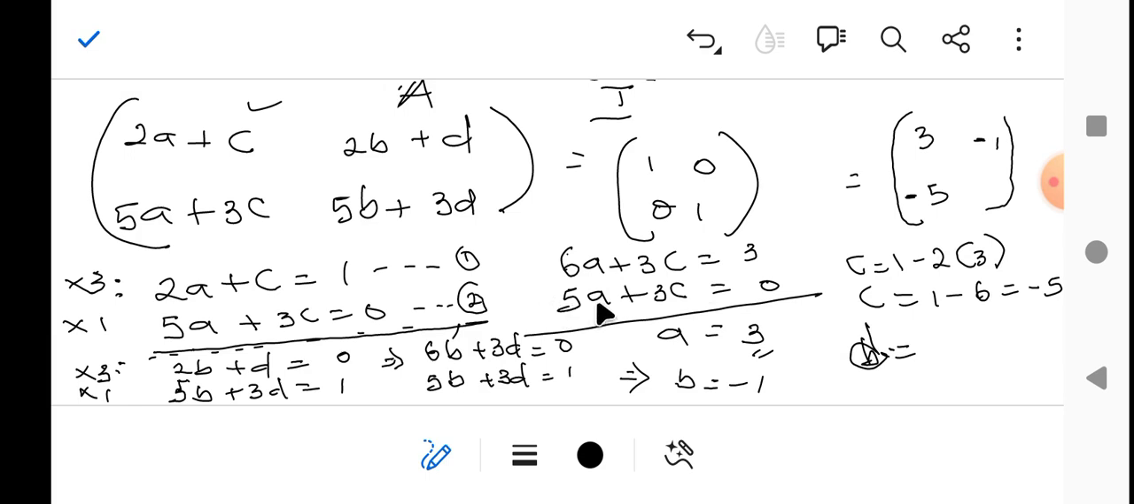Good. Then my d, so d here, I can get d from this particular point. Can you see? 2b plus d is equal to 0. So I can just take 2b to the other side of the equation. So my d will now become minus 2b, right? So what is b? We have gotten b here as minus 1. So instead of writing b, I can simply put minus 1. So automatically minus 2 multiplied by minus 1, I'm going to get 2. Fantastic. I'm going to get 2 for d, right?